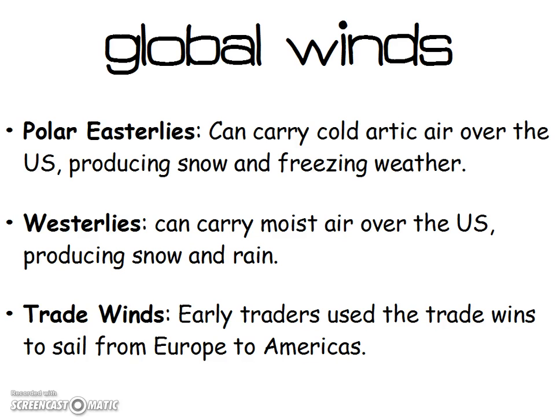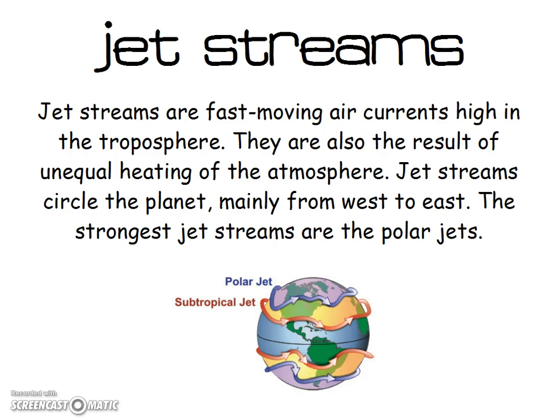So let me tell you a little bit more about winds. Jet streams, okay? If you watch the Weather Channel, you hear about these all the time. These are fast moving, like a jet. They are fast moving air currents in the troposphere. They are also the result of unequal heating of the atmosphere. It's a wind. Jet streams circle the planet mainly from west to east, and the strongest jet streams that you need to know are called polar jets.